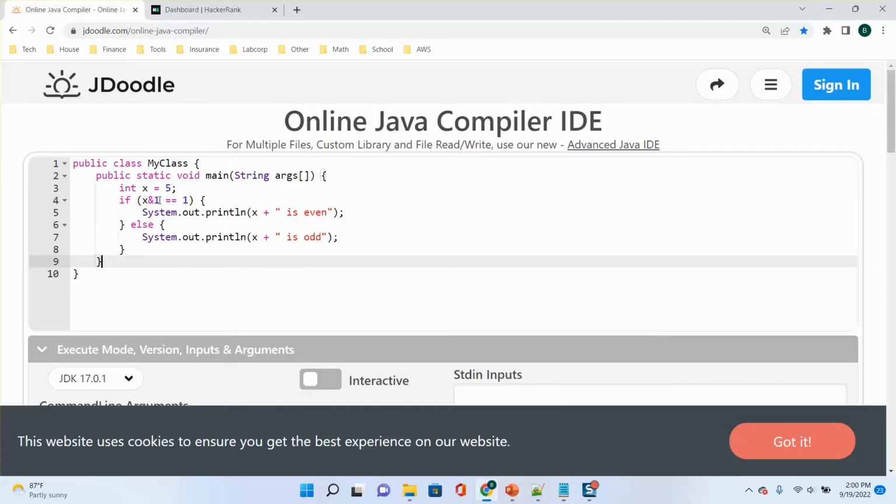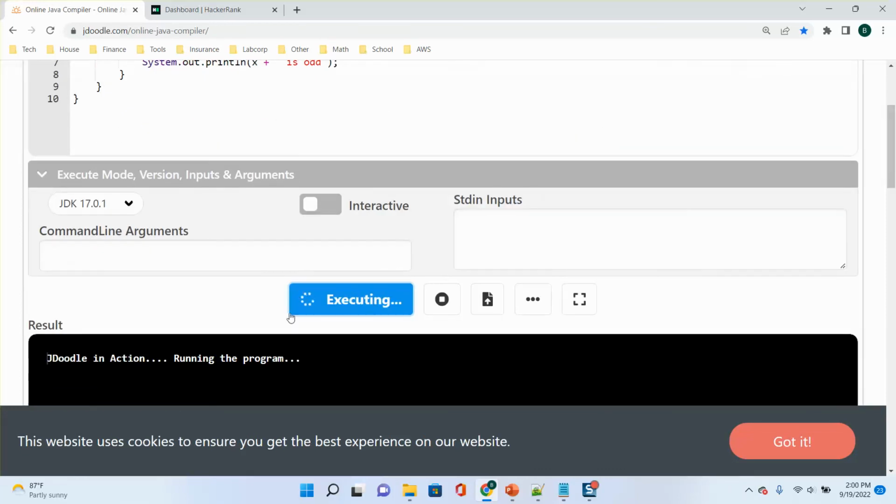So I do x and 1 equals equals 0. That is, I compare the last digit using the and sign. If the last digit is 0, then 0 and 1 is 0, so it's even. If the last digit is 1, then 1 and 1 is 1, so it's odd. It's the same thing.